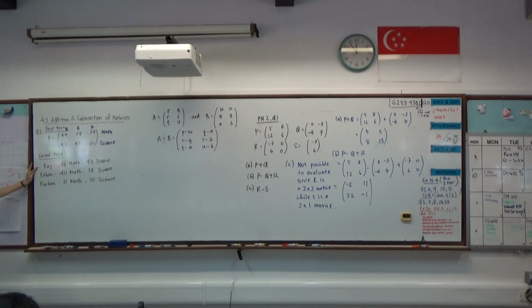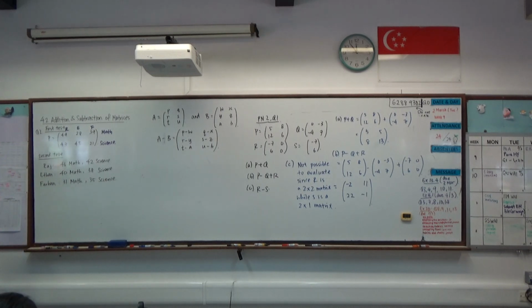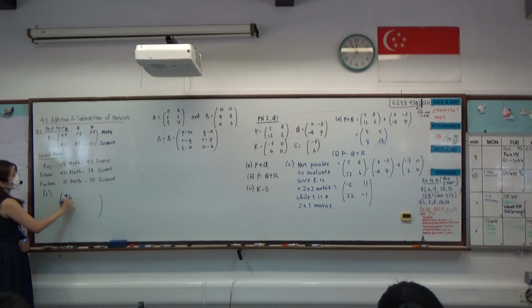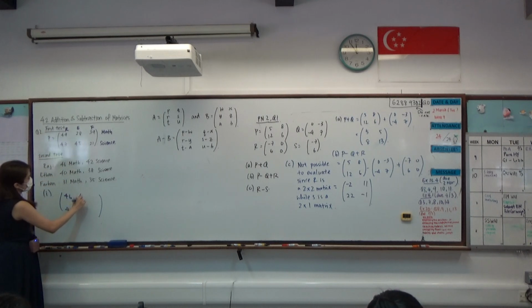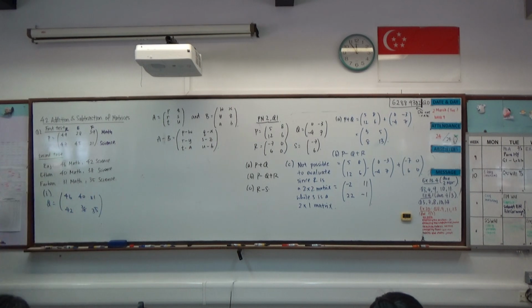Then in the second test, Raj, Ethan, and Farhan got these scores for the math and science. In part 1, we want to express the marks for the second test using a matrix with the same order as P. The question specifically said that it is in the same order. So we do a 2 by 3 matrix. Following the same arrangement, Raj comes first, 46, and then 42, 40, 38, 31, and 35. So this will be the matrix Q.